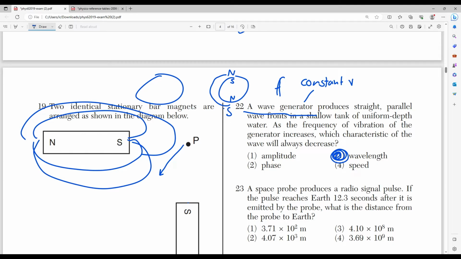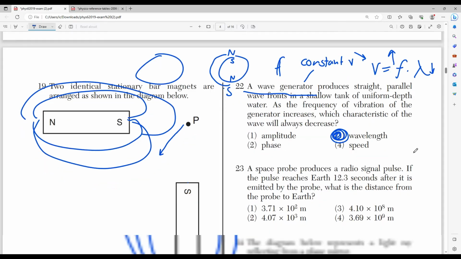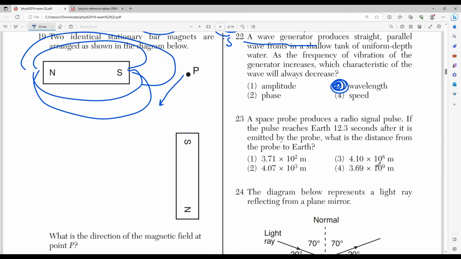If we want to find the formula for the velocity of a wave, you can go into your reference table. I know it off the top of my head: v is equal to frequency times lambda. And if this v always remains constant with the wave generator, and this frequency is going up, the only way to make v constant is to decrease lambda.